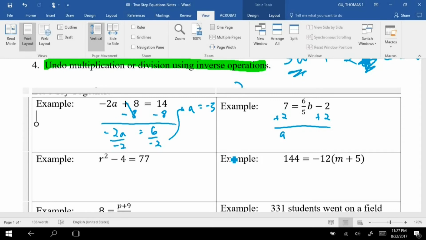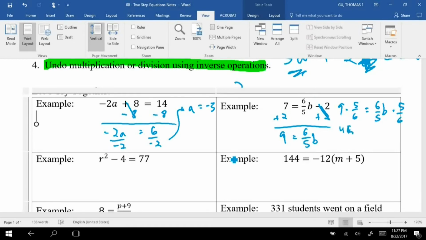So we're going to add there, 9 over here equals 6 over 5b, and then these two cancel out. Negative 2 plus 2, that's 0. So now we have 9 equals 6 over 5b. What do we do over here? We're going to multiply by the reciprocal. What is the reciprocal of 6 over 5? That would be 5 over 6. So we're going to multiply both sides by 5 over 6. So 9 times 5 over 6 equals 6 over 5b times 5 over 6.